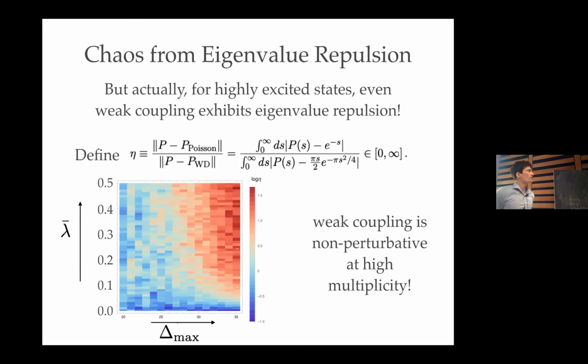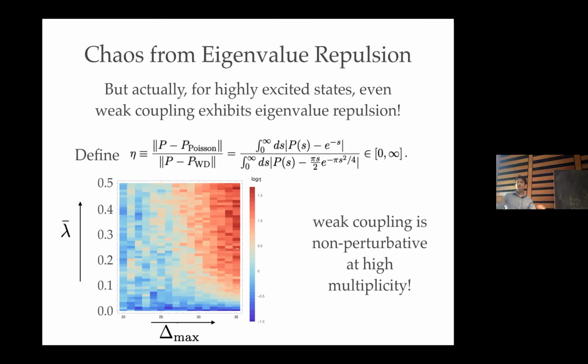All right, so to show this, I'm going to look at this quantity eta, which is kind of a measure of whether it's closer to Poisson or Wigner-Dyson. So it's basically eta, in the numerator, it's the difference from a Poisson distribution, and in the denominator, it's the distance from a Wigner-Dyson distribution. So if eta is very small, it's very Poisson-y. If eta is very large, it's very Wigner-Dyson-y. So red is, you should think of as chaotic, and blue you should think of as integrable. And what you notice is as you crank up delta max, the red is coming down. So more and more, the chaotic region is extending to smaller and smaller coupling.